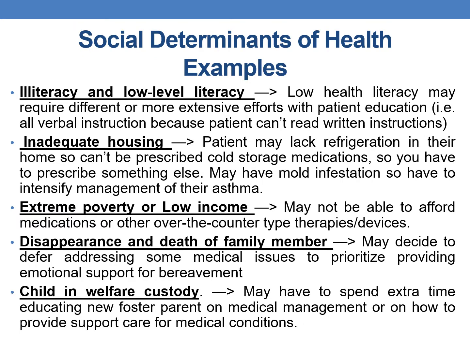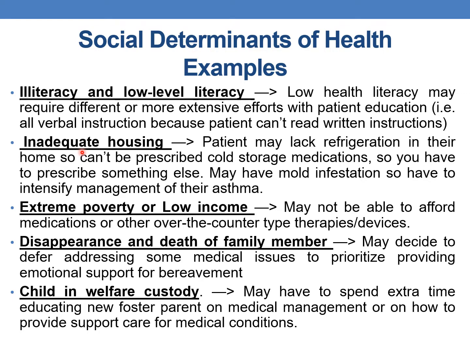Now let us discuss social determinants of health with examples. The first one is illiteracy and low level literacy. Low health literacy may require different or more extensive efforts with patient education. That is, the provider must put in more effort in order to educate the patient regarding his condition. For example, the physician may need to give all verbal instruction because the patient cannot read the written instructions.